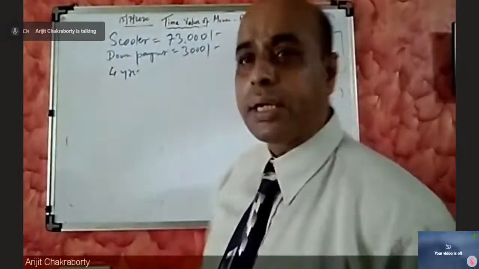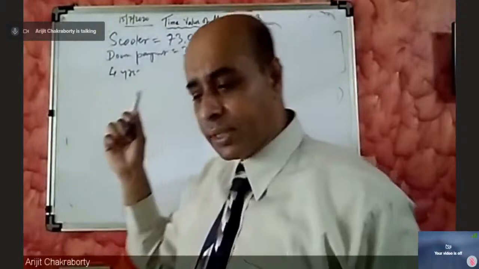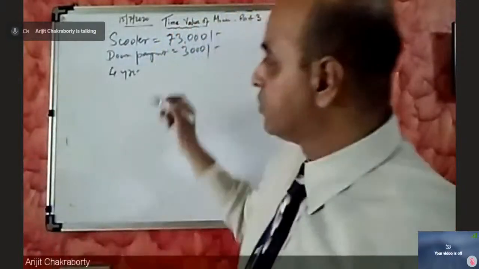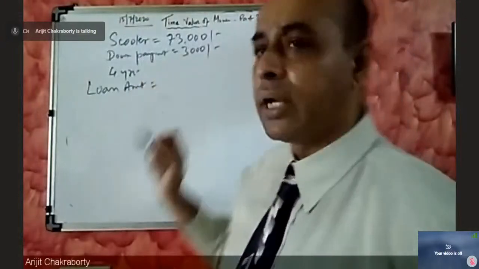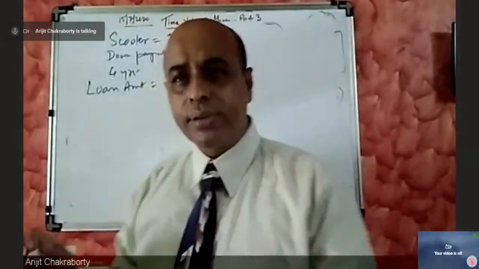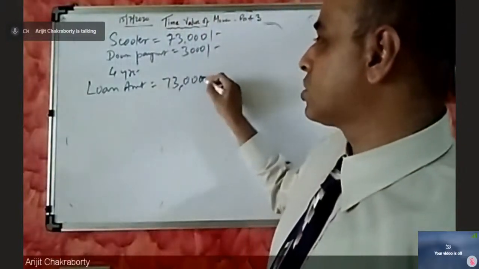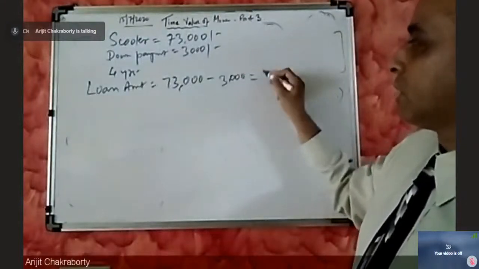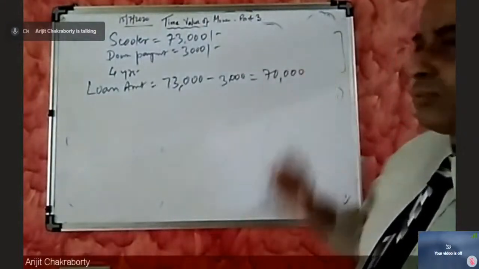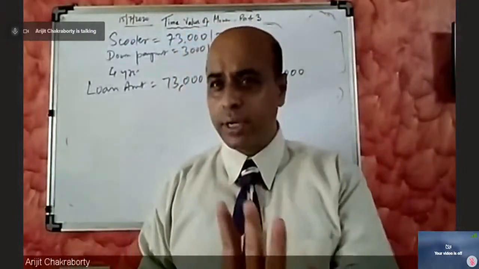And you can see here the down payment is 3,000 rupees. The cost of the scooter is 73,000, which means the loan amount ultimately is how much? 73,000 minus 3,000. 73,000 is the cost minus the down payment, which is 3,000. So the loan is 70,000. He is repaying this 70,000 in 4 years.